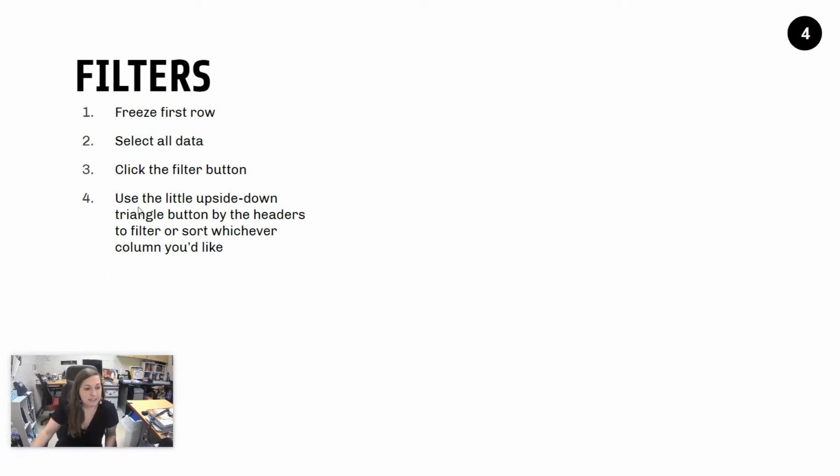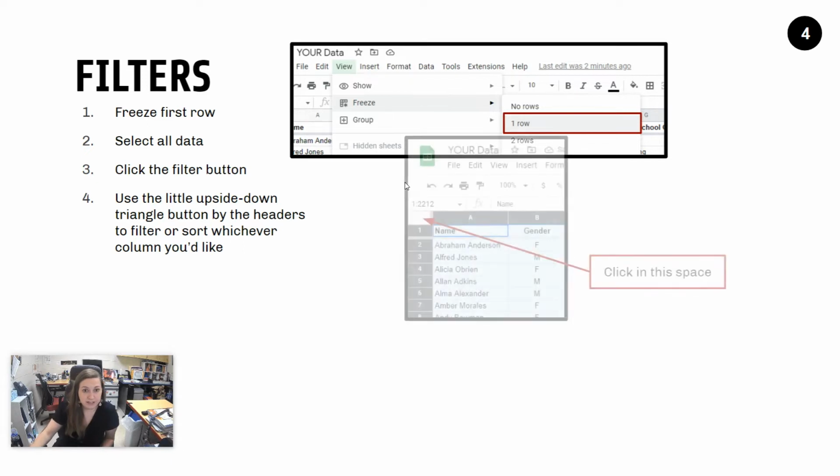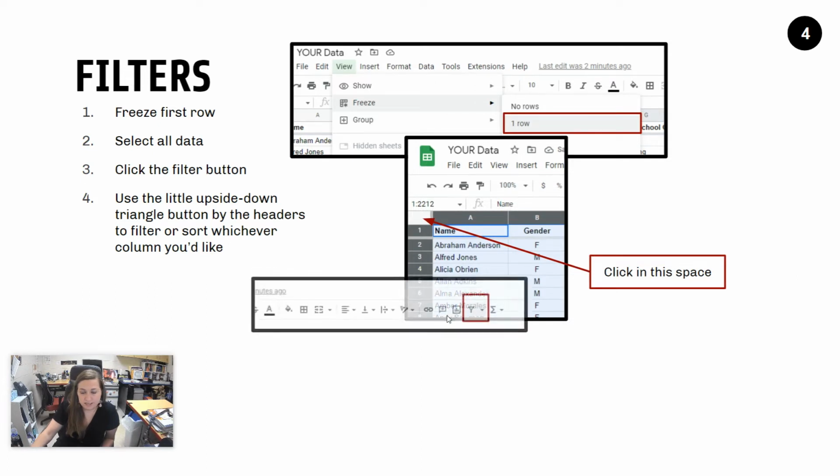All right, next thing we want to make sure that we know how to do is use the filters. Filters are built into Google Sheets. It makes your life a lot easier if you know how to use these appropriately. You always want to freeze the first row, that header row. If you don't freeze that first row, then your header row is going to get sorted along with all the other data, and it's going to make it more difficult to read that data. Next, you want to select all the data. Easiest way to do that is to click in that top left corner. Click the filter button. So that's this button right here.